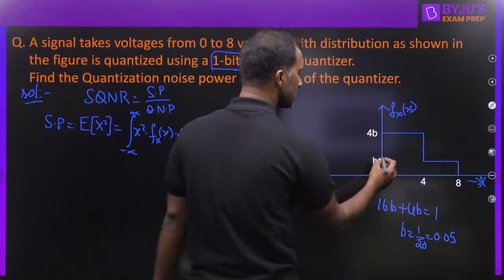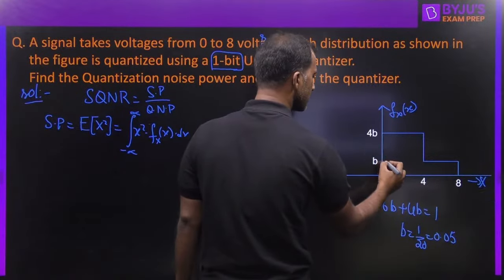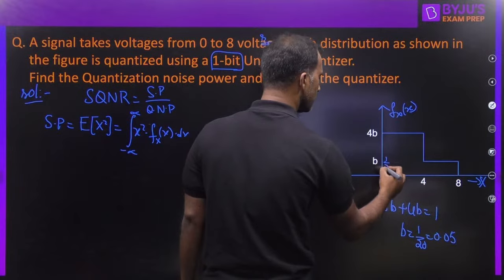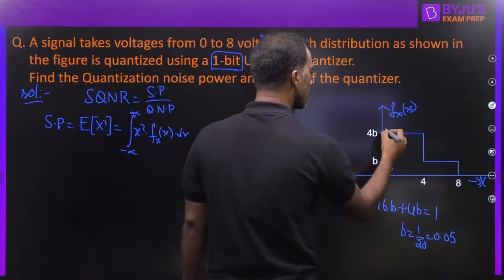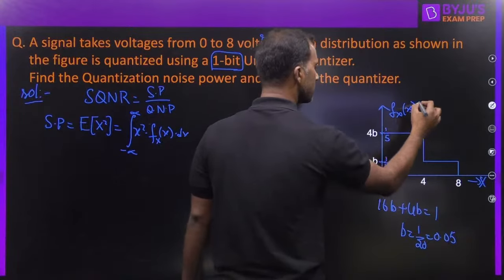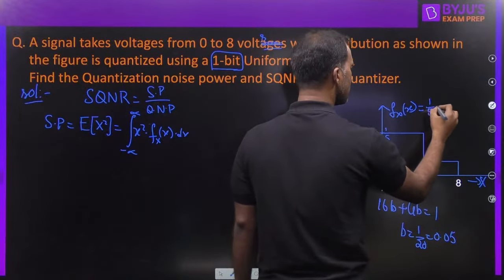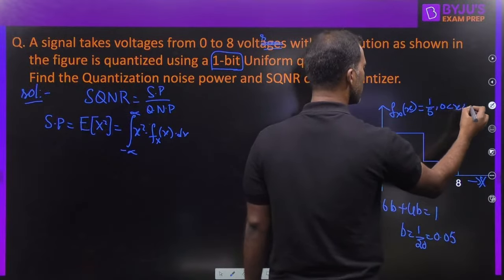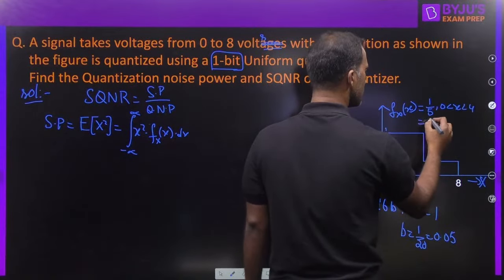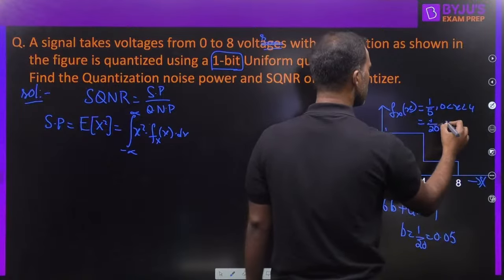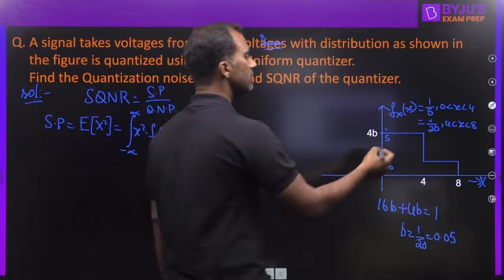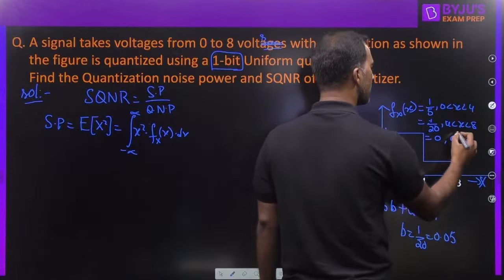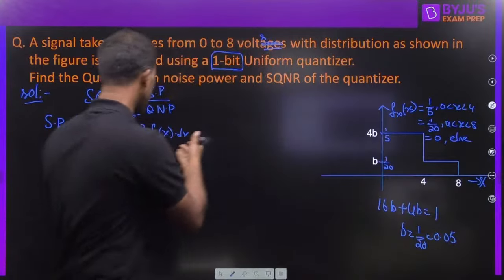So b is 1 by 20, and this part is 4 times 1 by 20, which is 1 by 5. The height here is 1 by 5. So you can write the equation as 1 by 5 for 0 less than x less than 4, and the equation is 1 by 20 for 4 to 8. So this is the PDF equation, and the PDF is 0 for other values of x.